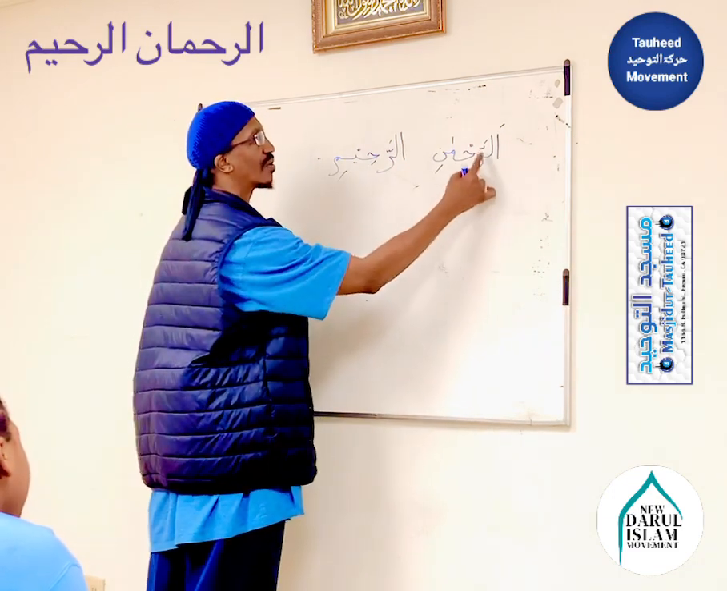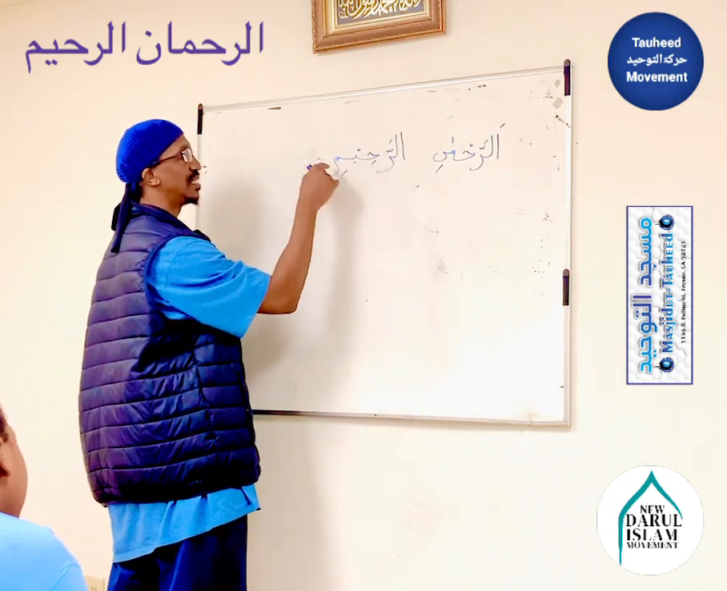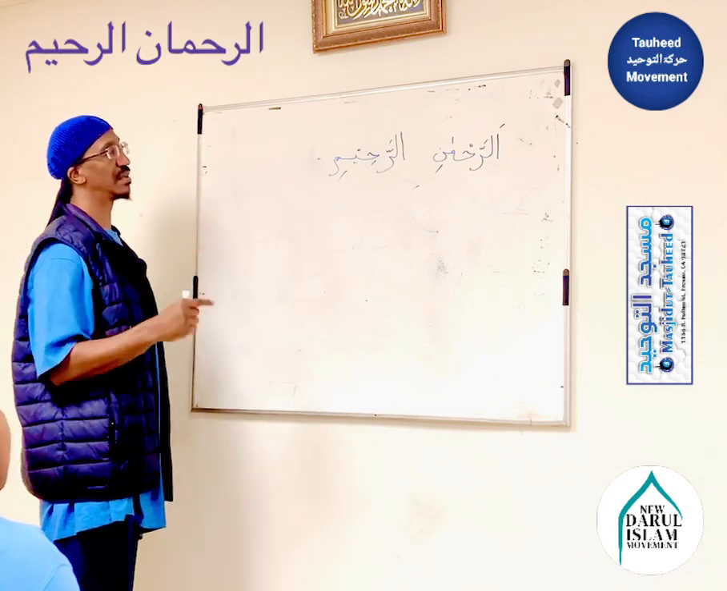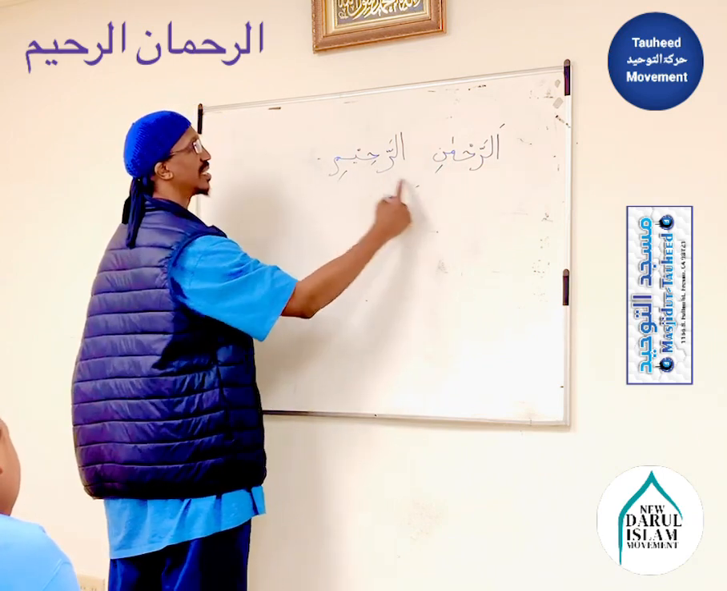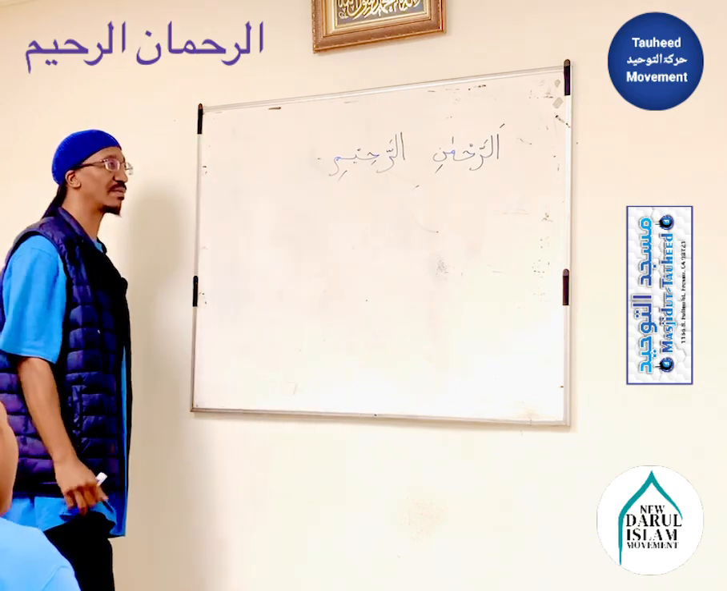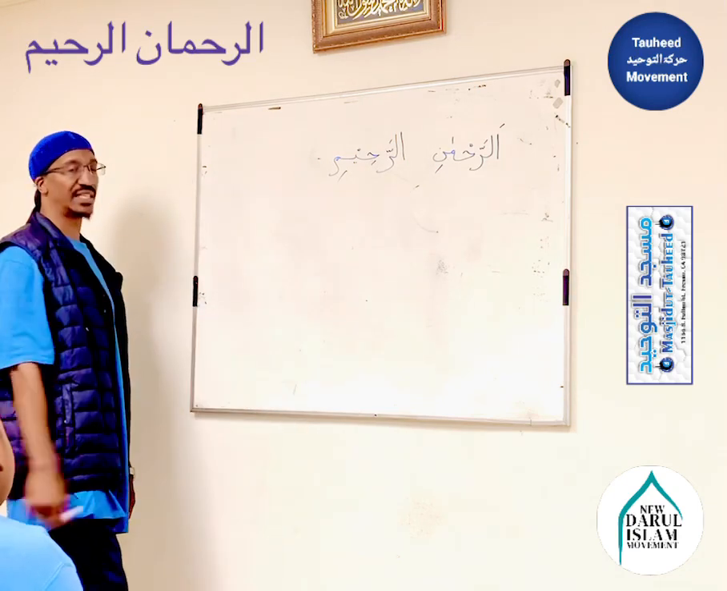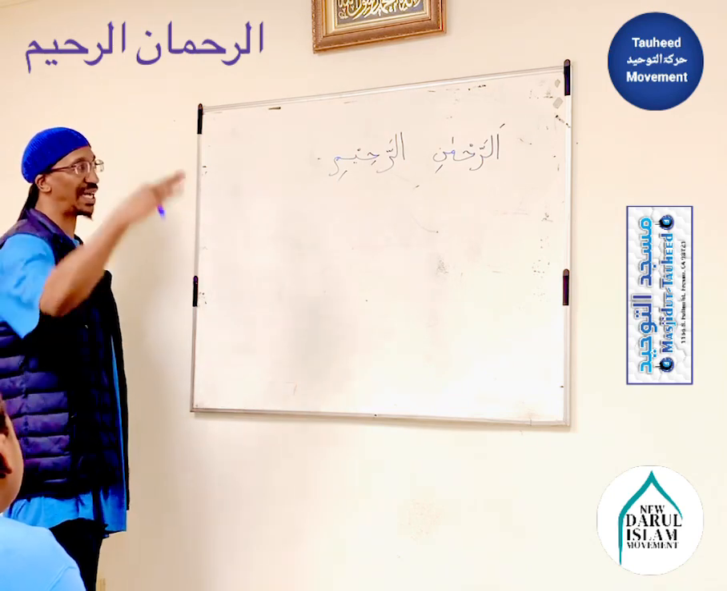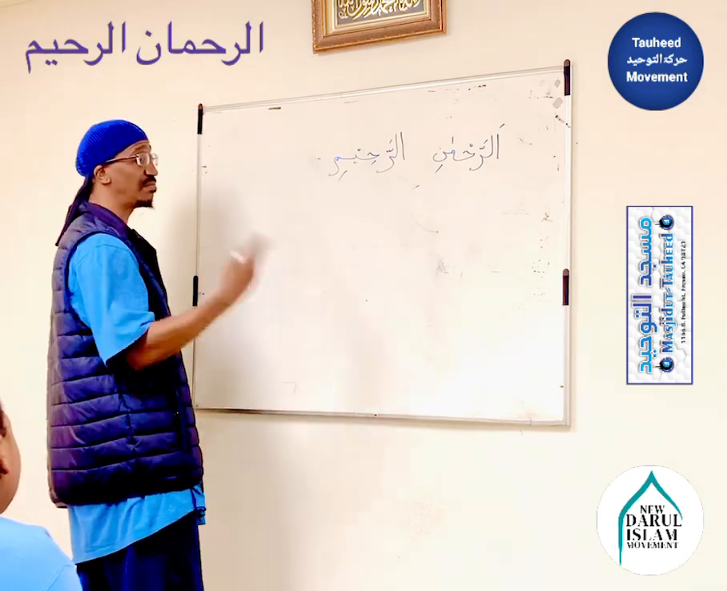Here we go. Ar-Rahmaanir-Raheem. I come to the end of the sentence, I come to the end of the phrase. What happens to this vowel? I drop it. So now I take the E off. I just add the M sound. So it becomes, everybody repeat after me.